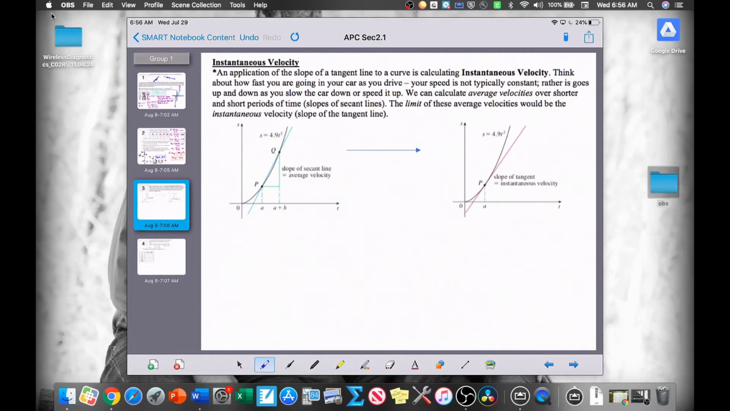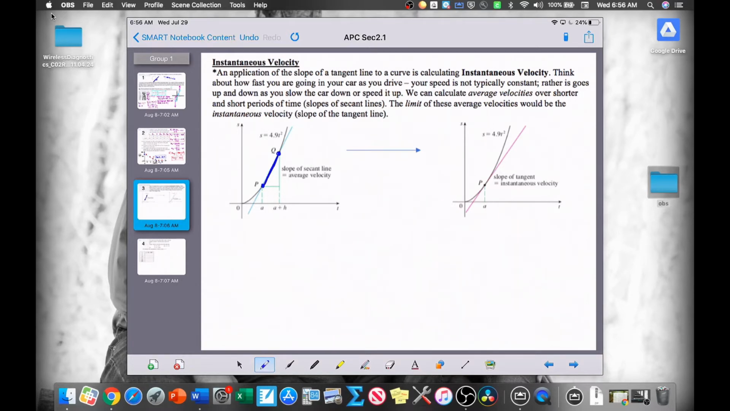We can calculate our average velocities over shorter and shorter periods of time, and those would be slopes of secant lines, right? But as we bring our 2 points closer and closer and closer together, we're finding the limit of the average velocities, and this limit becomes our instantaneous velocity. And I think that this idea is illustrated really well in these 2 pictures below. So if you look at the first picture here, we have 2 points. We have point P and we have point Q. And if we were to find the slope between these 2 points, it's not going to be the exact slope of the line at P.